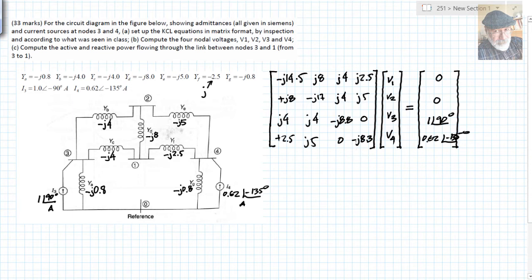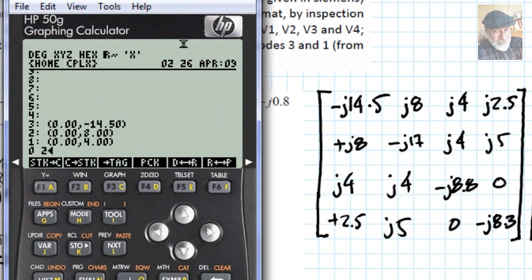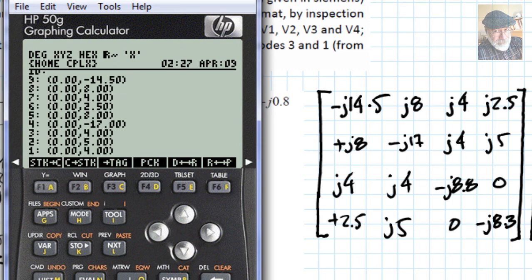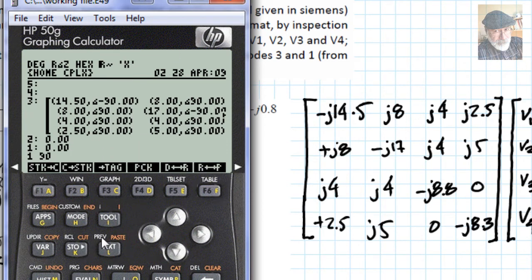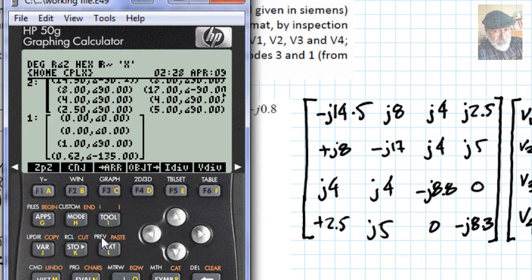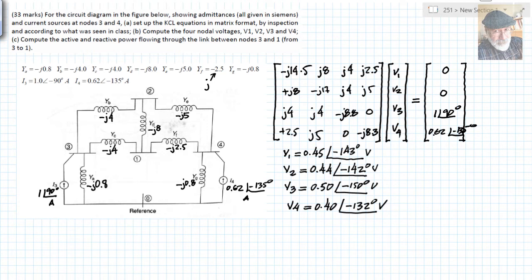And we have the system of equations that is asked in part A. Now compute the four nodal voltages V1, V2, V3, and V4. Just enter that into your calculator and solve for it. Let's do that. Those are the four values for V1, V2, V3, and V4 we're looking for.